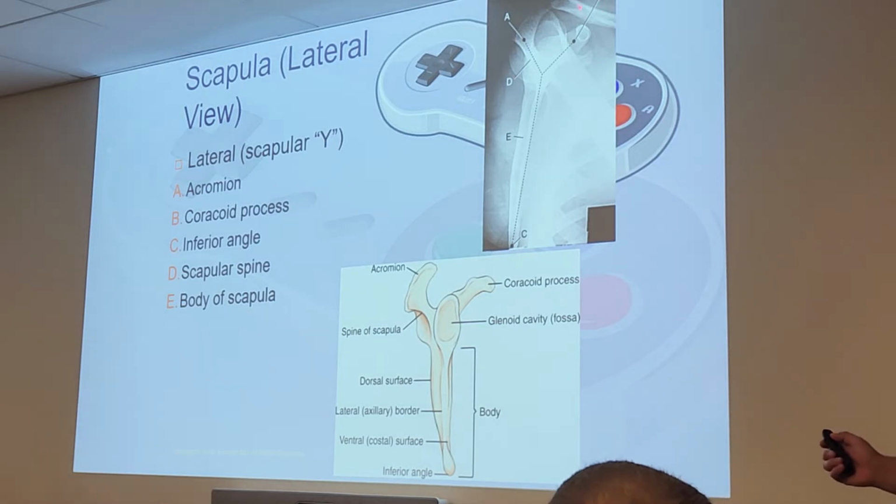Just for fun, this clavicle over here, what end is this portion? The acromial end. The acromion end. So that would be your AC joint right there between those.